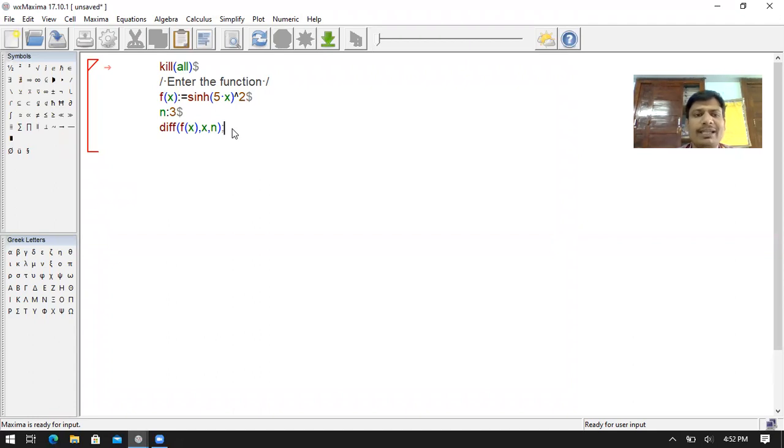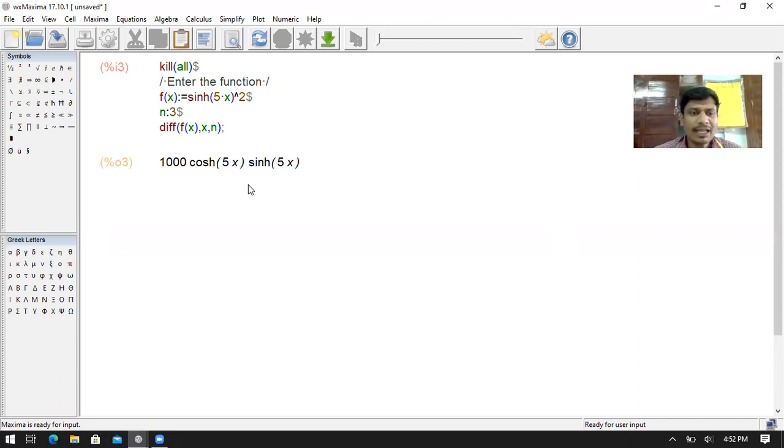Okay, you see here, first you take the header file kill all. After that you put the function, f of x equal to sinh 5x squared, then n is equal to 3, that is given. After that we do the differentiation of f of x with respect to x. See here, your output is 1000 cosh 5x into sinh 5x. Remember this one. You can also do it theoretically; in the last class, maybe 2 days before, I discussed sine hyperbolic of 5x squared. If you differentiate once again theoretically, the result is also 1000 cosh 5x into sinh 5x. Okay, this is the second example.